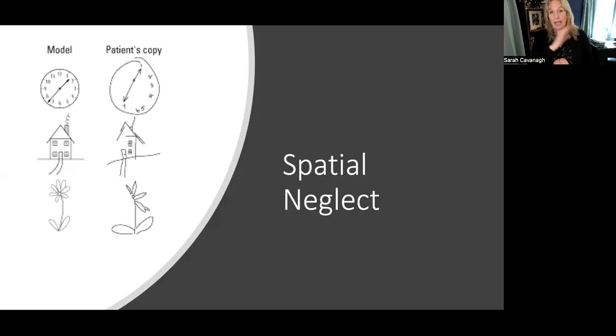You may stop attending to the left side of space. And it's not that you don't see the left side of space. If I draw your attention with my finger and point to it, you can see it. If you move your head, you can see it, but you don't pay attention to it. And so folks with spatial neglect, for instance, if you gave them these models of the clock and the house and the flower here on the left, they would draw what you see on the right. They would just neglect the left side of these images.